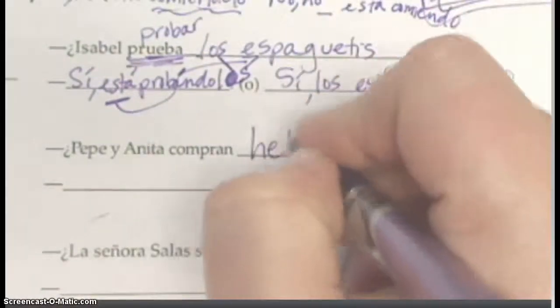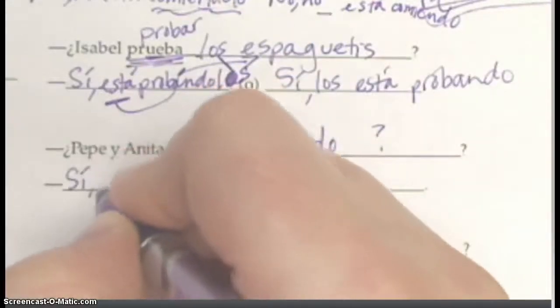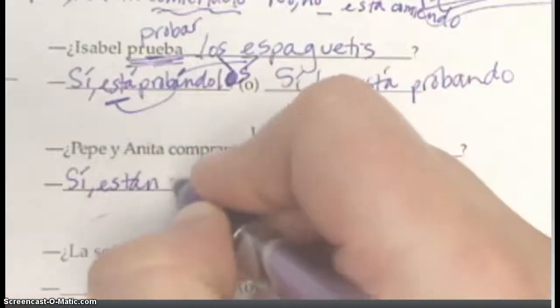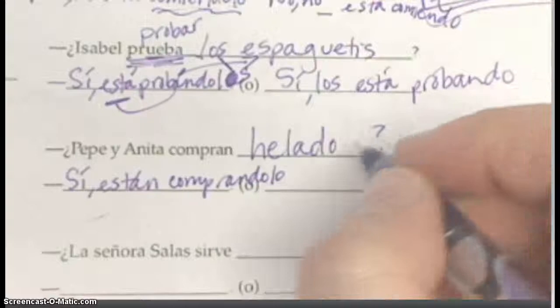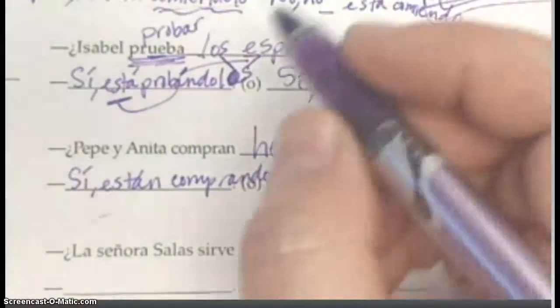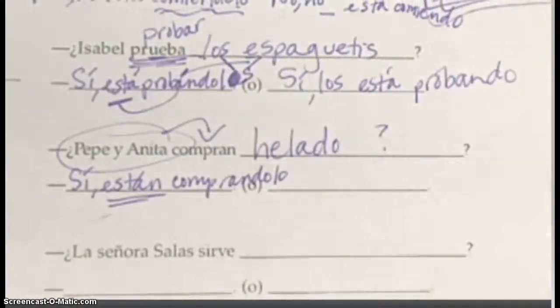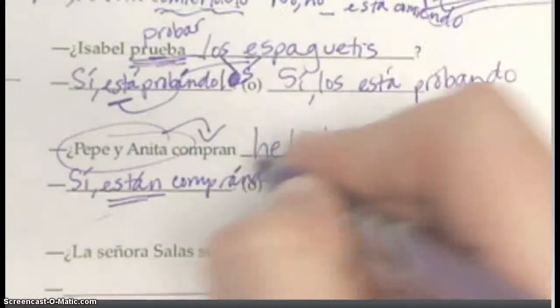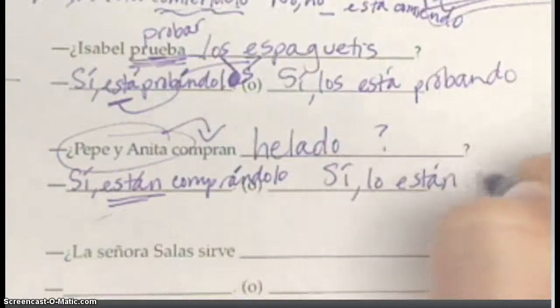Now on the next one, you can see that the subject is Pepe y Anita compran helado. Are they buying ice cream? Sí están comprando lo. And I've got están here because it's Pepe and Anita that are doing the buying now. So sí están comprándolo, or sí lo están comprando.